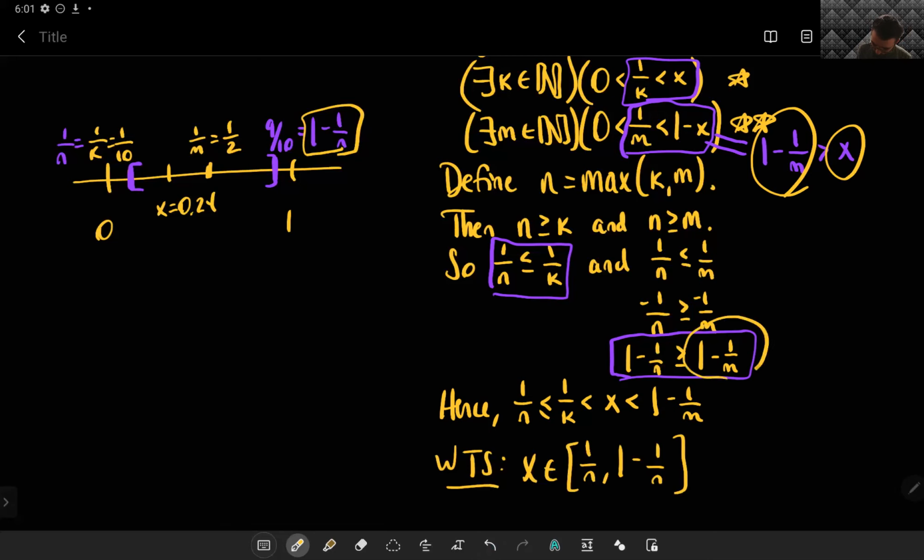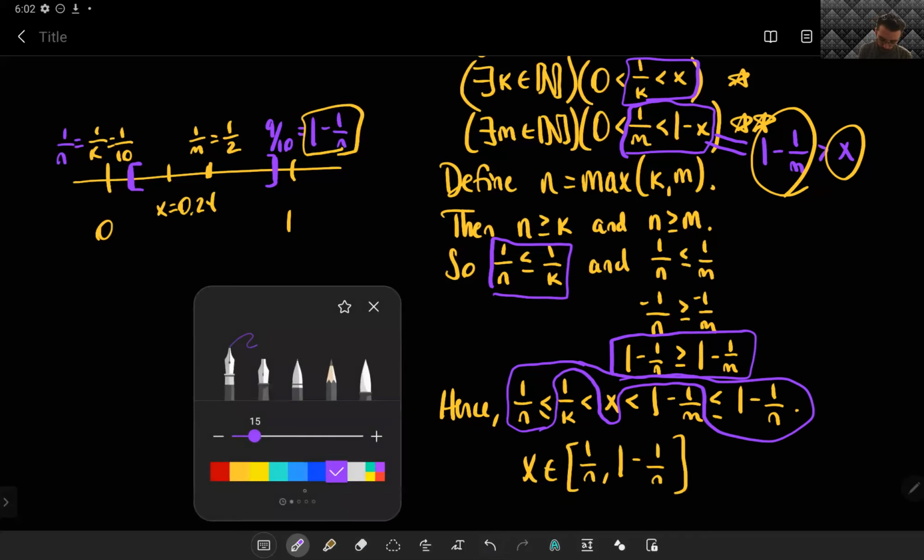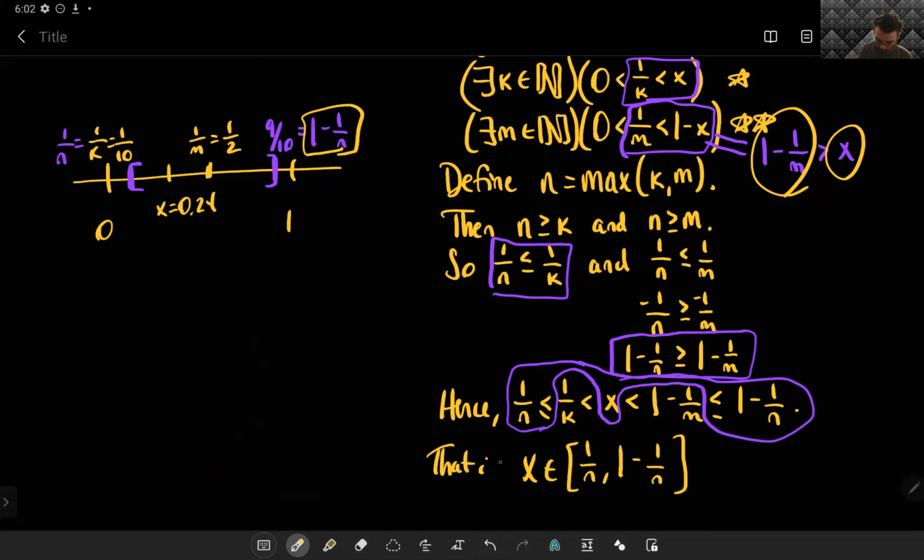And 1 minus 1 over m is less than or equal to 1 minus 1 over m. Okay, that's a mouthful. But again, we can do our little selection trick, and that means that this holds. Okay, less than x. So that piece holds, which is literally this. So no longer do I want to show it, I actually have shown it. x is less than or equal to the right endpoint, greater than or equal to the left endpoint. Okay, so we get the closeness there.